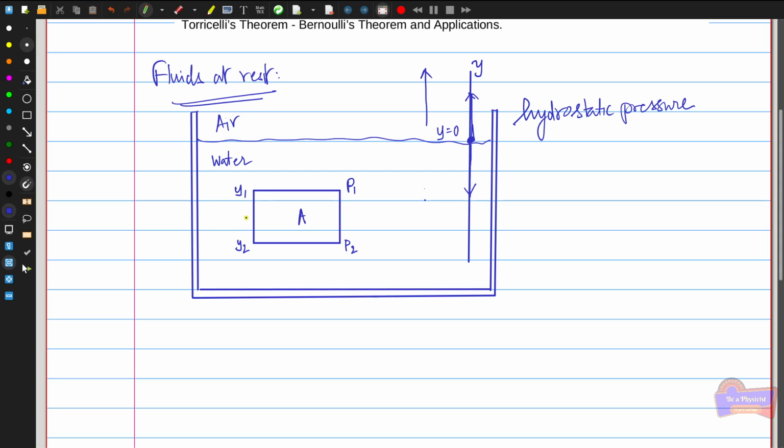So y1 and y2 represent the depth below the surface of the water. Both y1 and y2 have negative values because they are in the negative y direction. So y1 represents the upper face of the layer, and y2 represents the lower face of the water layer which we are considering. And P1, P2 are the pressures at the layers y1 as well as y2.